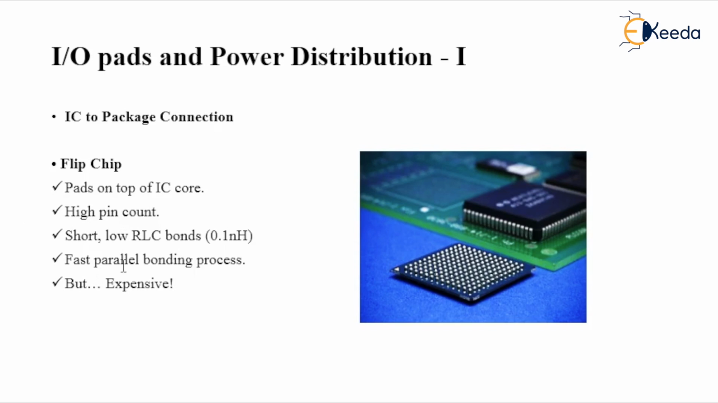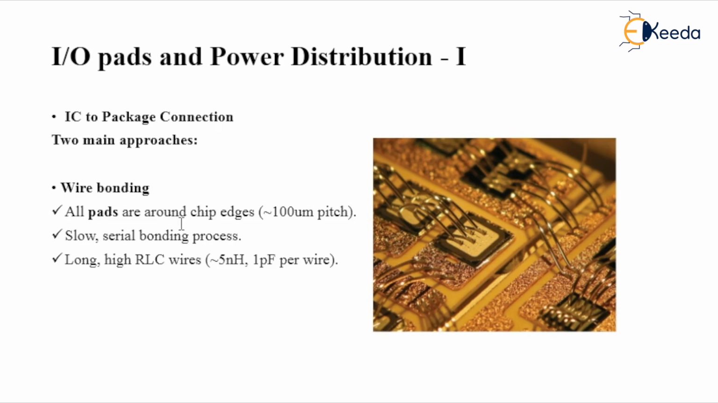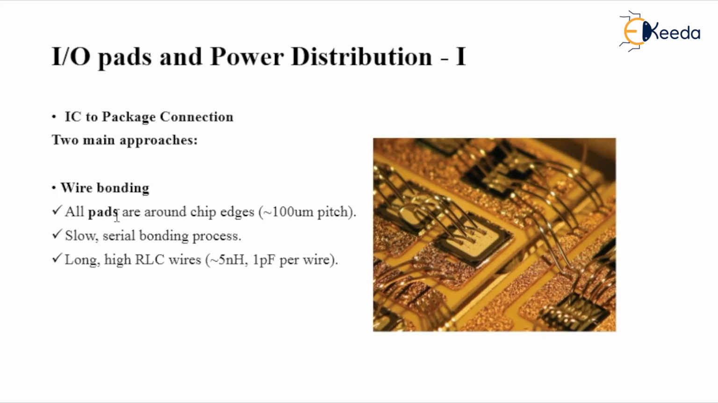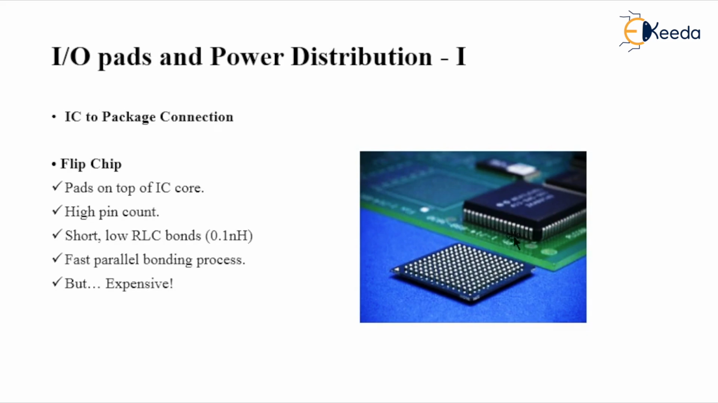This flip chip process is a fast parallel bonding process compared to the wire bonding process, but it is very expensive compared to the wire bonding process. So this type of packaging connection is very expensive. This figure shows the wire bonding process, and this figure shows the flip chip package connection.